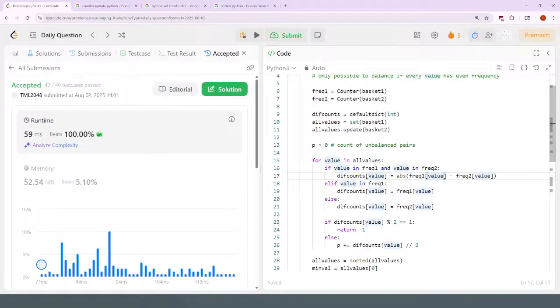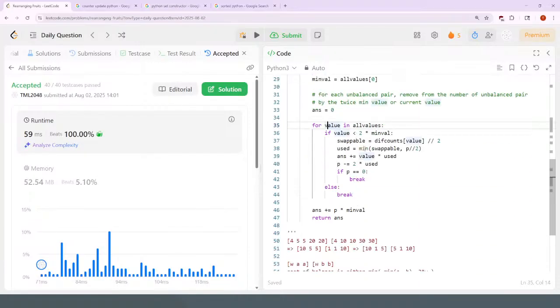And if the difference is not even, then they can't be balanced at all. Like if there's 5 1 and 5 1 and 2 of the other ones, there's going to be an odd one out. So there's never a possibility there. Otherwise, half the difference is the number of pairs that are related to that.